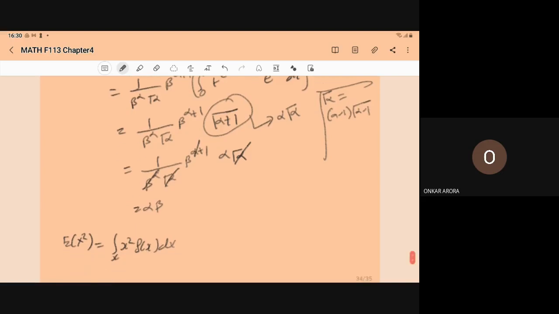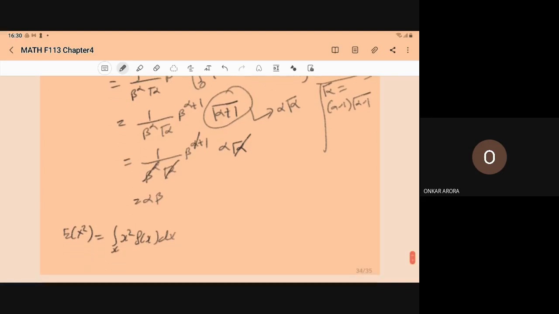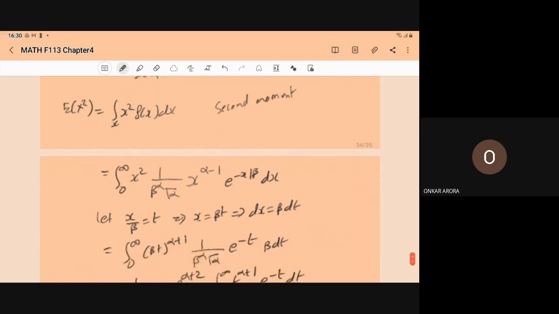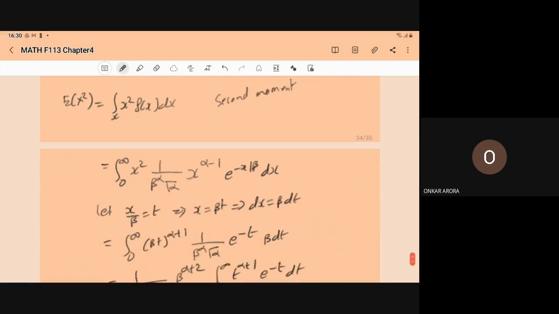Now, if you have to determine the second moment, second moment means E of x square. Here we are computing the second moment because for the computation of variance, we require the second moment. So E of x square, by definition, is the integral over x, because x is a continuous random variable, of x square f(x) dx. So you just put in the value of x square.